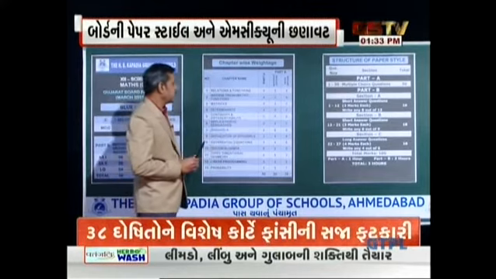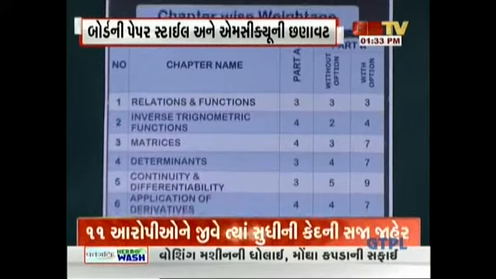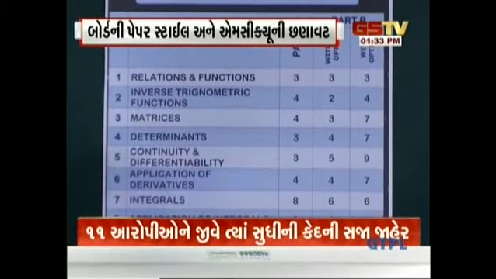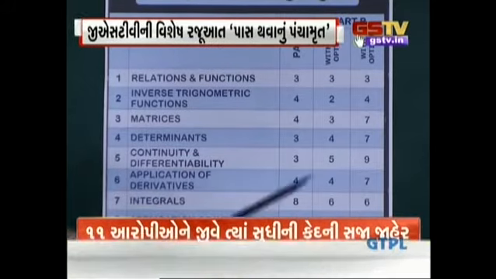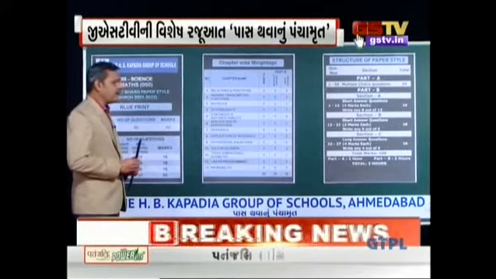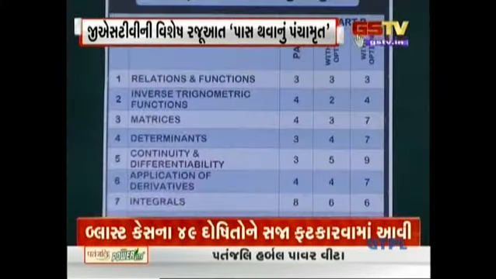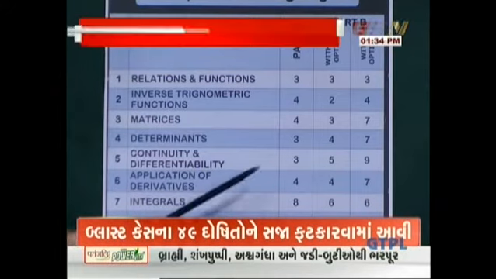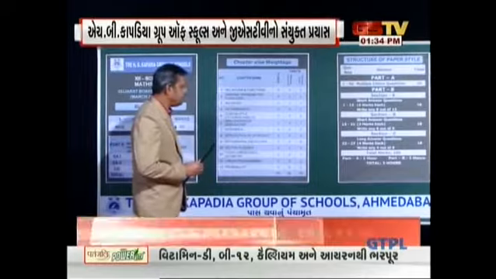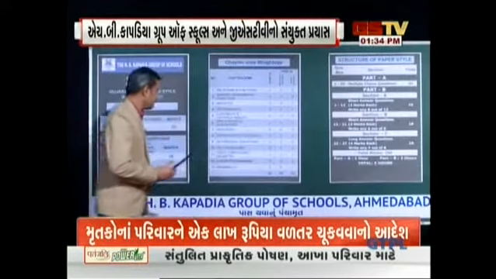Chapter number 3, matrices, for Part A 4 marks, for Part B without general option 3 marks and with general option 7 marks. Chapter number 4, determinants, 3 marks for MCQ and 4 marks for Part B without general option, and with general option 7 marks. Chapter number 5, a very important chapter for you in our syllabus, students, continuity and derivative functions, 3 marks for MCQ, 5 marks for Part B without general option and 9 marks with general option.